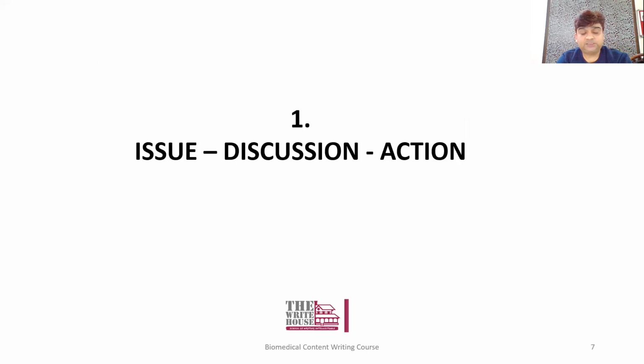First is the issue, discussion, and action model. As I told you, this consists of three sections. When you put your content in this model, there are three sections. One is the issue, the second one is where you are discussing that issue, and then finally you are suggesting the action.